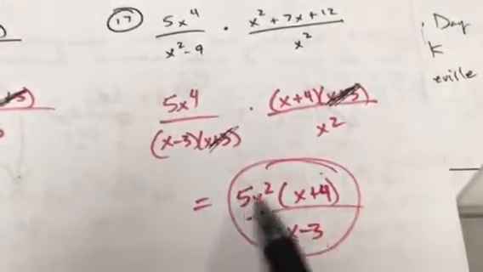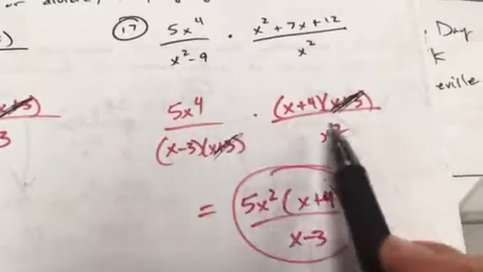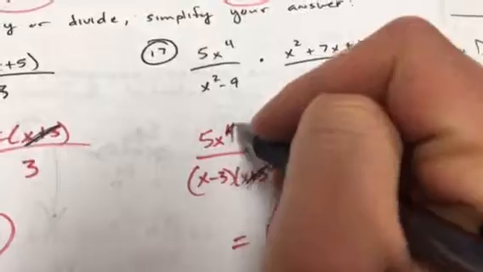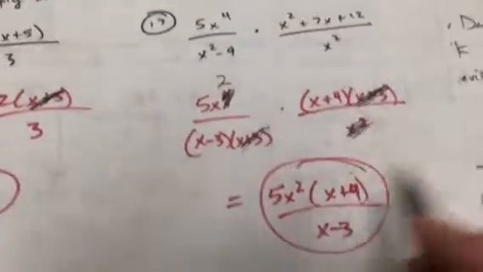Nothing's going to cancel with the 5, but the top has more x's. It has 2 more x's. So take 2 away, leaving you with 5x squared up top. The second page shouldn't be that bad.